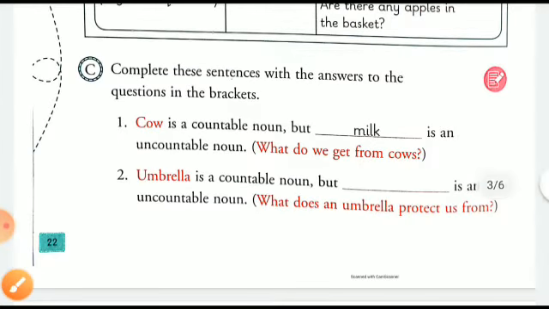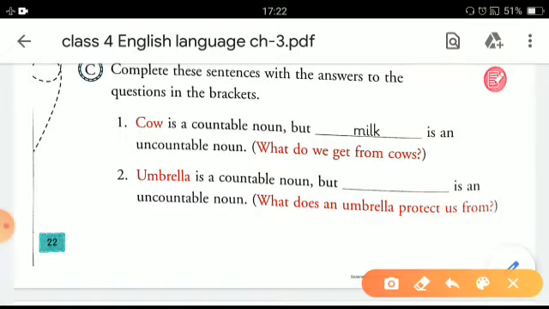Now complete these sentences with the answers to the question in the bracket. Cow is a countable noun, but milk is an uncountable noun. And you have to write the answer as directed in the bracket. What do we get from the cow? The answer would be milk, and milk is an uncountable noun. So in the same way, we have to do the rest of the sentences. One is already done for you.